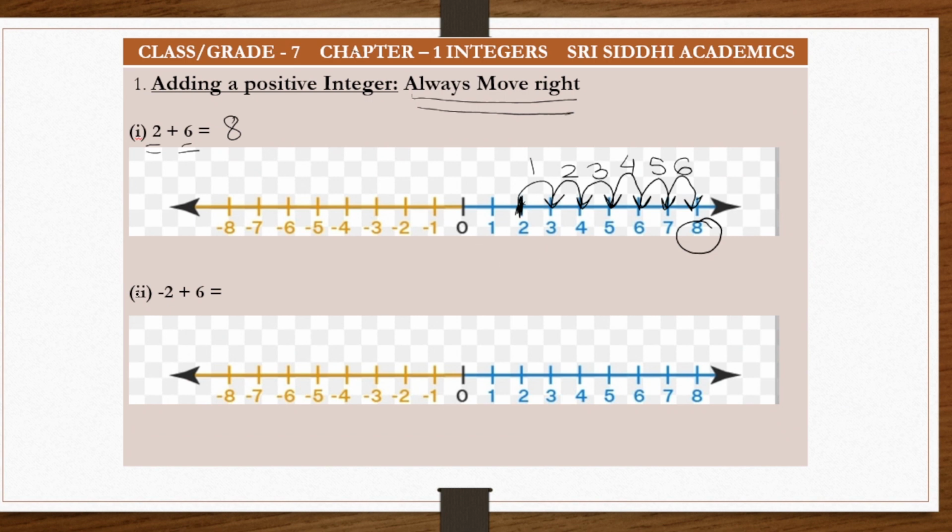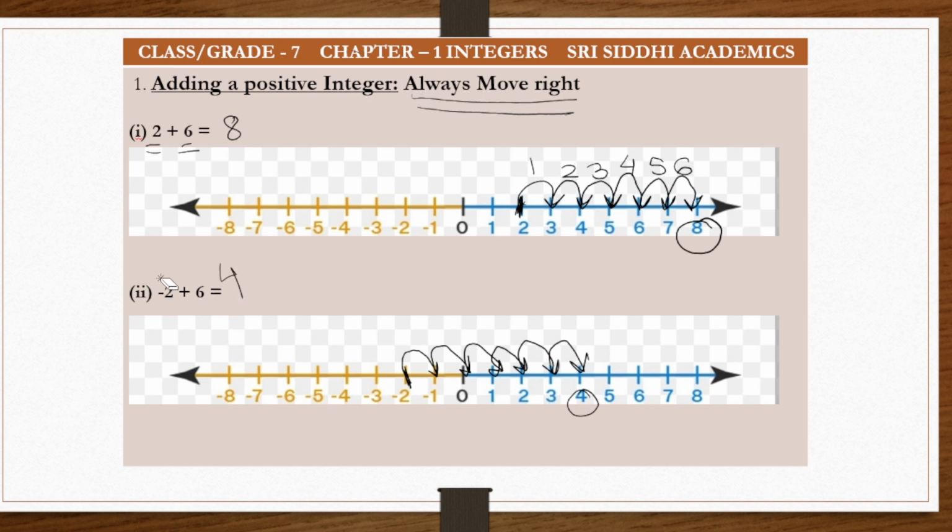So first number that is given to us is minus 2 here. Minus 2 means my initial position will be minus 2. And from here I will move 6 steps towards right because I have got a positive integer 6 which is getting added to minus 2. So from minus 2 I move 6 steps to right. 1, 2, 3, 4, 5 and finally 6. So I reached number 4. So my answer would be 4.